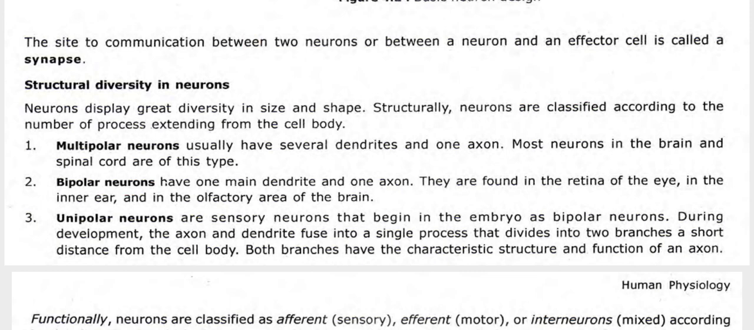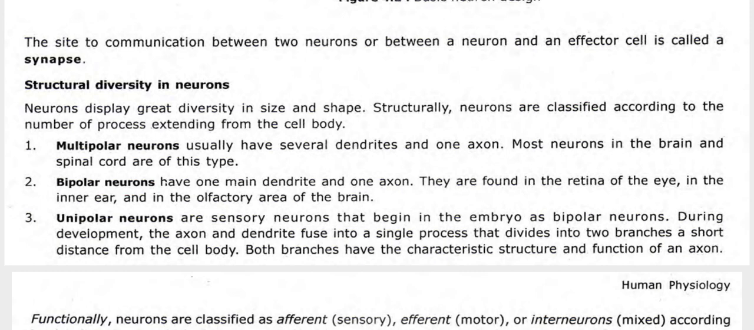Structural diversity of neurons. Neurons display great diversity in size and shape. Structurally, neurons are classified according to the number of processes extending from the cell body. Multipolar neurons usually have several dendrites and one axon. Most neurons in the brain and spinal cord are of this type.